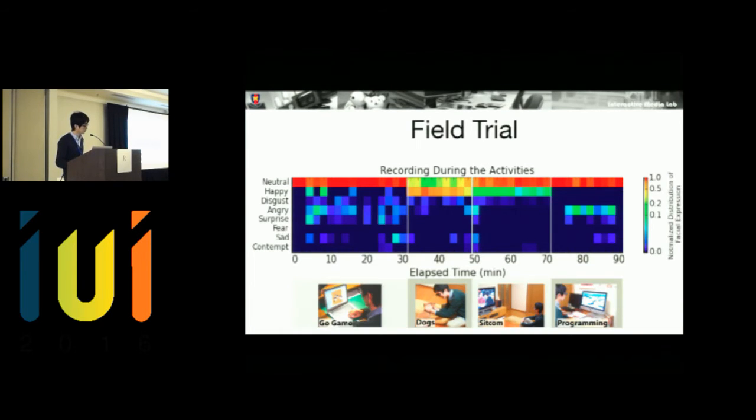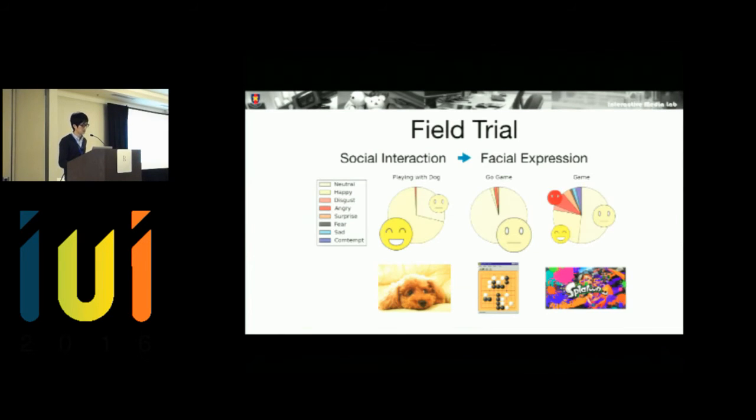We also did initial field trials in daily life, and we recorded 90 minutes of a Go game, playing with a dog, a sitcom, and programming. As you can see, the distribution of facial expression varied on the activities. The user showed many facial expressions while playing with the dog and playing the game with friends. On the other hand, the user showed fewer during the Go game with the computer.